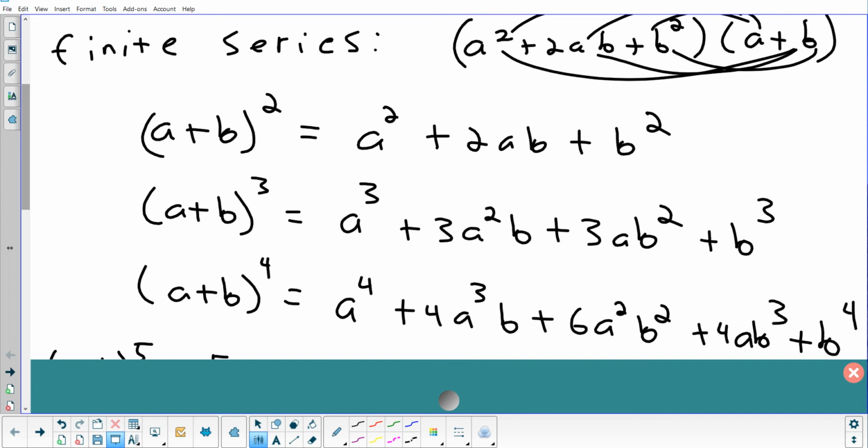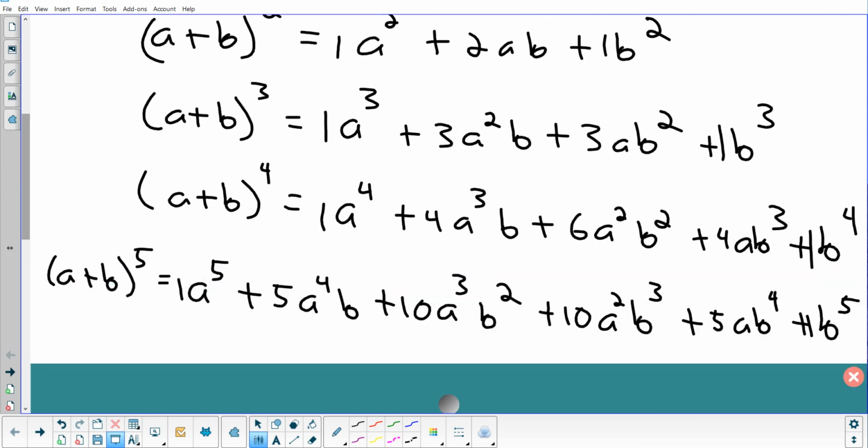What I want to start to look for here is patterns. What's happening? How many terms do I get when I do it? What's happening to the exponents on the a's? What's happening to the exponents on the b's? There's some patterns. What about the coefficients? 1, 2, 1, 1, 3, 3, 1, 1, 4, 6, 4, 1. The next one would be 1, 5, 10, 10, 5, 1. Those would be your coefficients if you multiplied it to the 5th power. These numbers are also coming from somewhere.